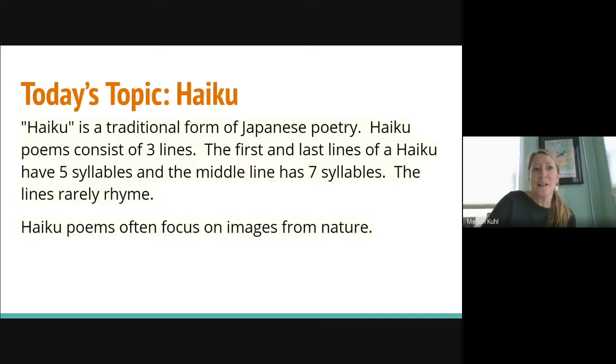Today, we're going to focus on a very specific type of poem. It's called a haiku. Haiku is a traditional form of Japanese poetry. Haiku poems consist of 3 lines. The first and the last line of a haiku poem have 5 syllables. The middle line has 7 syllables. These lines rarely rhyme. Haiku poems often focus on images from nature.